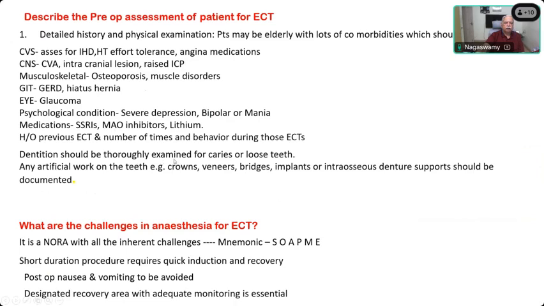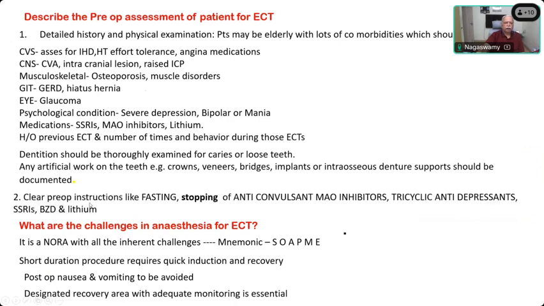And dentition should be thoroughly examined for caries or loose teeth. Any artificial dentures, crowns, all that should be taken care of, because during clenching they can all break. And clear pre-op instructions for fasting, stopping anticonvulsants, and stopping MAO inhibitors, tricyclic antidepressants, SSRIs, benzodiazepines, and lithium to be given.